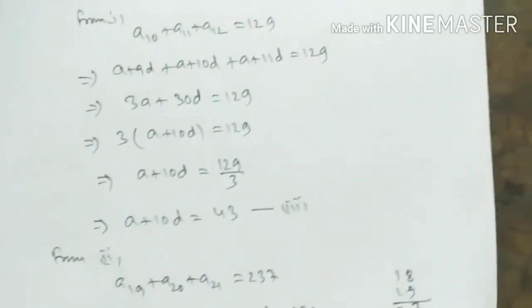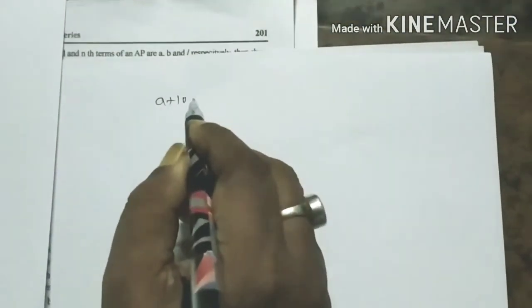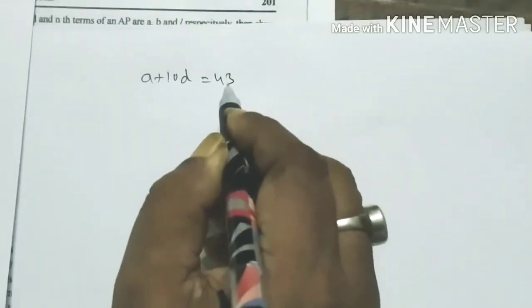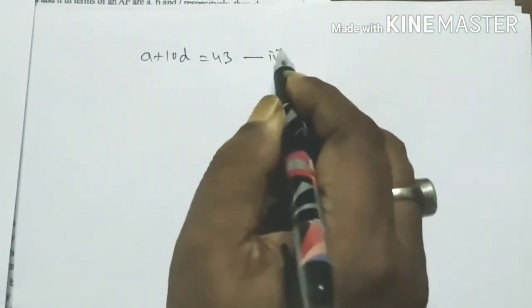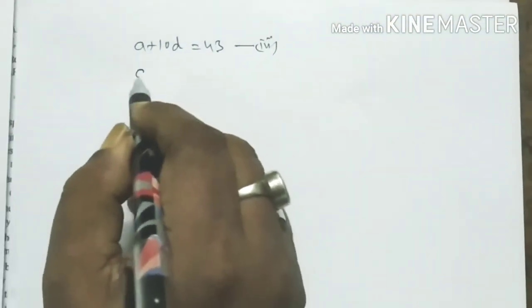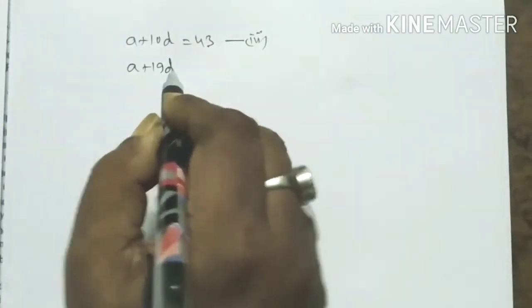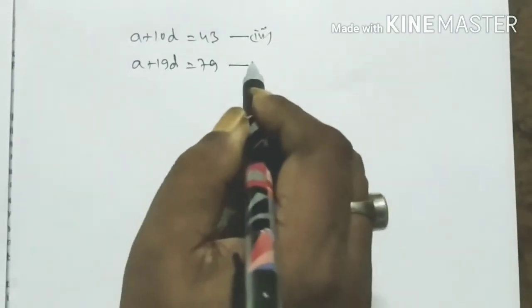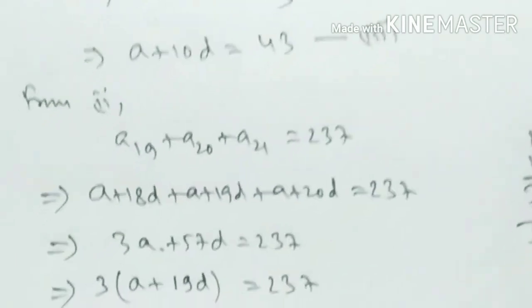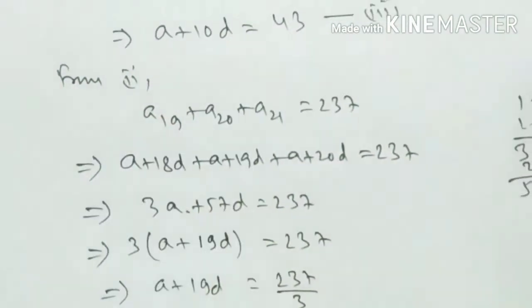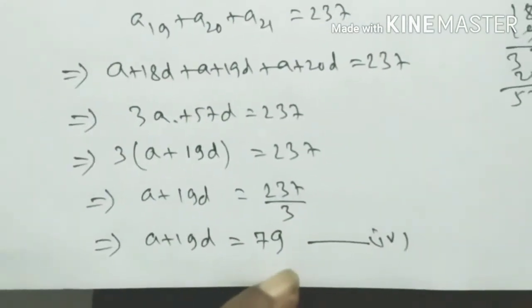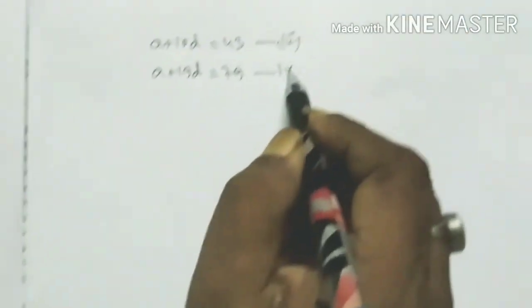Now we bring both the third and the fourth equation. That is a plus 10d is equal to 43, equation 3, and a plus 19d is equal to 79, equation number 4.